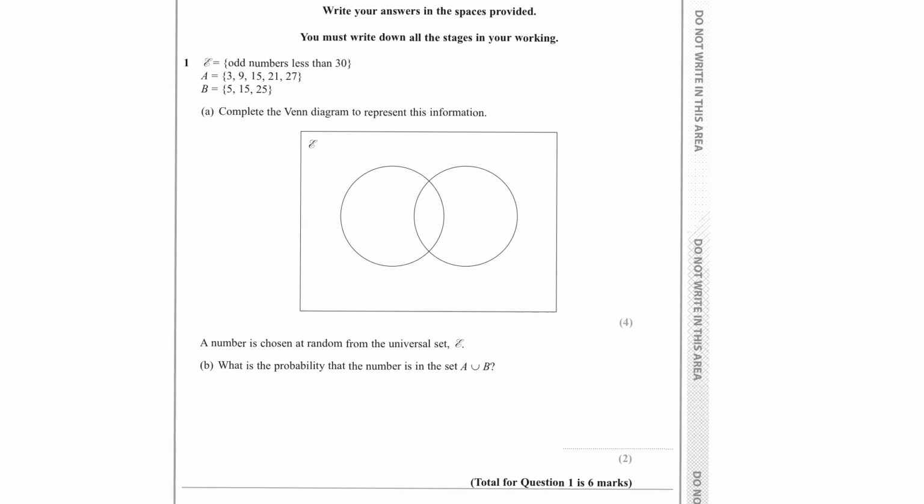Okay, so with question 1, we've got a Venn diagram. Before it wants us to work out the probability, it just wants us to complete it. So if I label this as A, label this as B. A has 3, 9, 15, 21, 27. B has 5, 15, 25. Remember with Venn diagrams, if they both contain the same number, they're going to go in the middle. So they both have a 15, so 15 would go in the middle. And because 15 has gone in the middle, we remove 15 on their side.